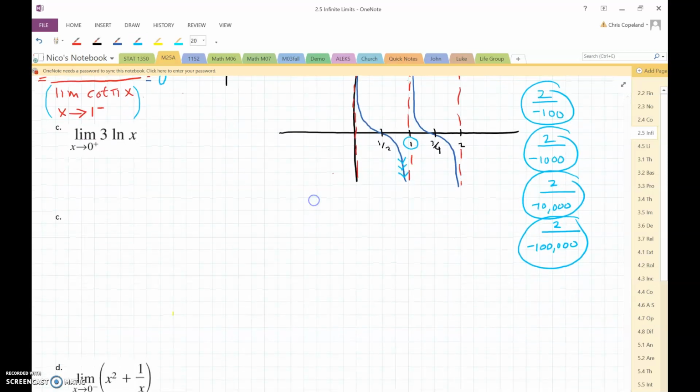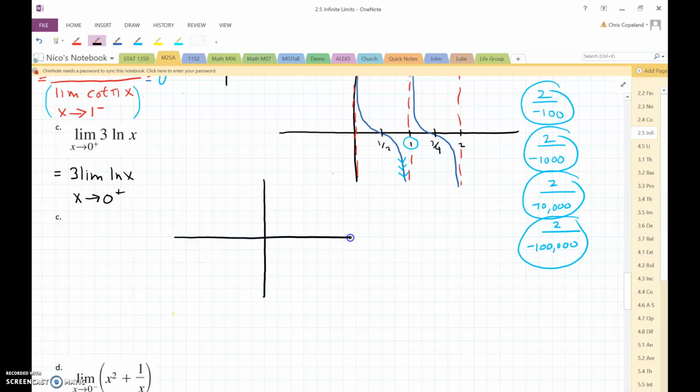All right, let's look at part C. Part C, first of all, let's rewrite this limit. So it's 3 times the limit of the natural log of x as x approaches 0 coming from the right. So we want to graph the natural log function.